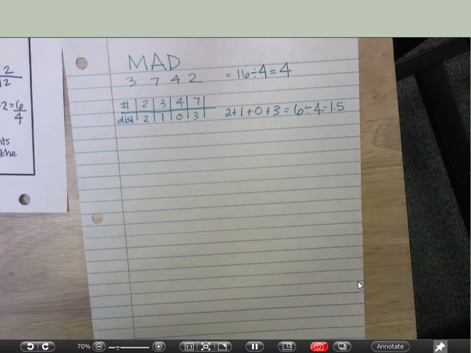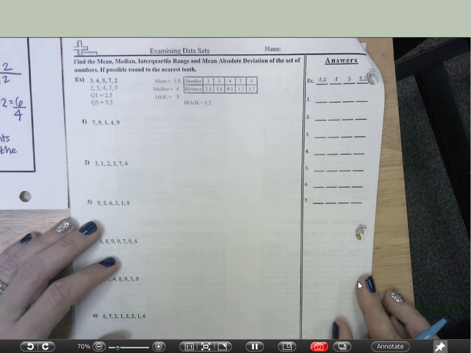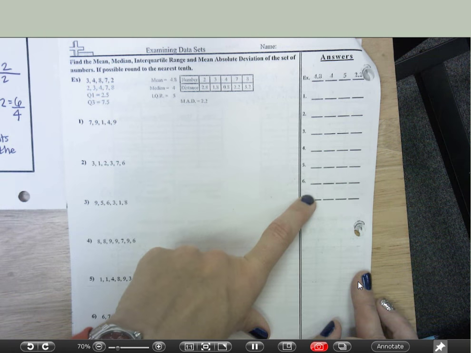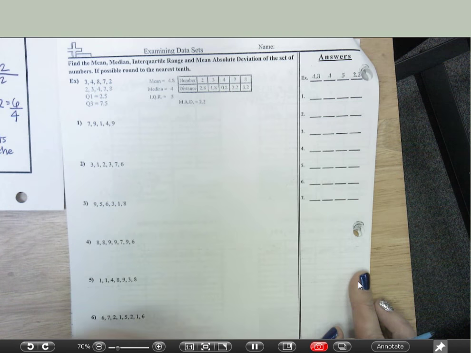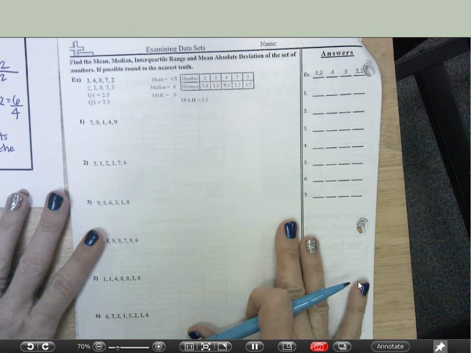Okay, now the homework that you might have missed is this examining data sets. On Monday, we did the mean, the median, and the MAD for 4 problems. Then on Tuesday, we did the interquartile range for 4 problems. And then Wednesday's homework is to finish this page. So it is expected that you will have this done with your classmates. Okay, good luck and get started.